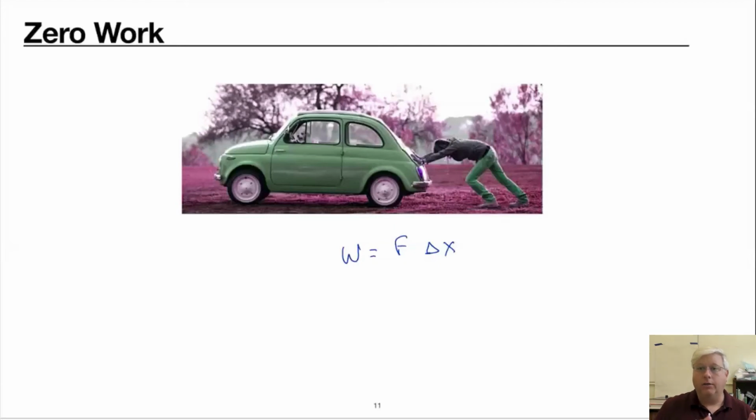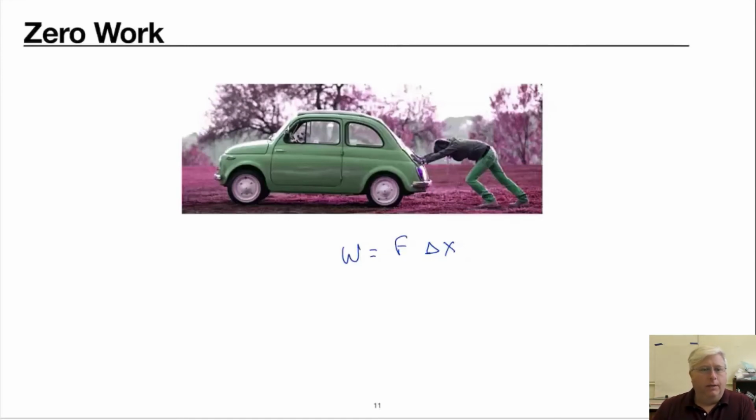Because the car gained no energy, right? It didn't move. It didn't move over any distance. It got no energy, so it got no work done on it. Okay, so that's where the definition of work in physics versus English is a little bit tricky to think about.